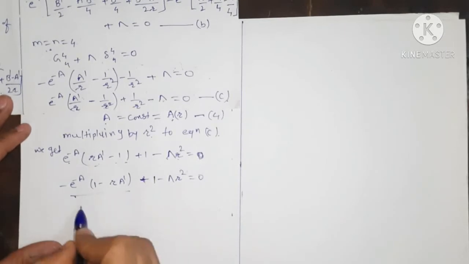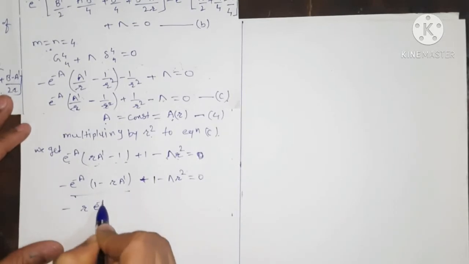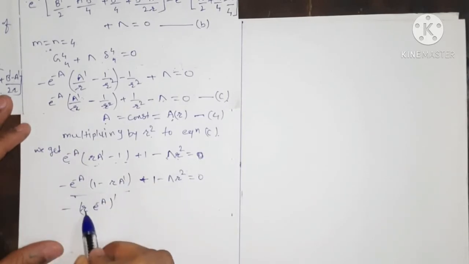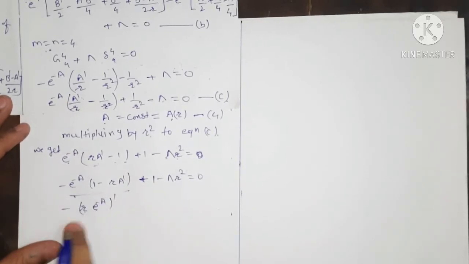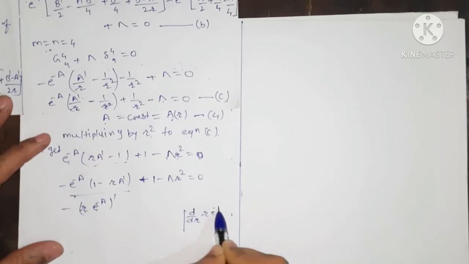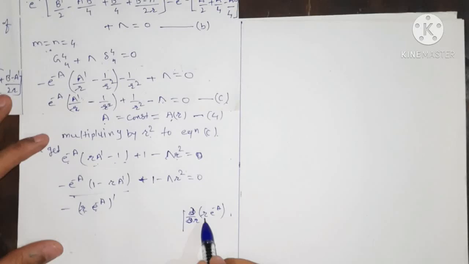And this is the same as minus (r e^(-a))', that is, this term is nothing but the derivative of the product r into e to the power minus a. So if we expand this derivative, d by dr of r e to the power minus a, or del by del r, because a is a function of r and t. So what is this equal to?